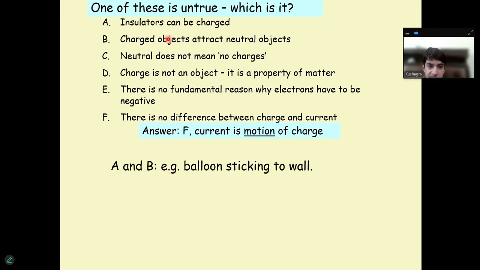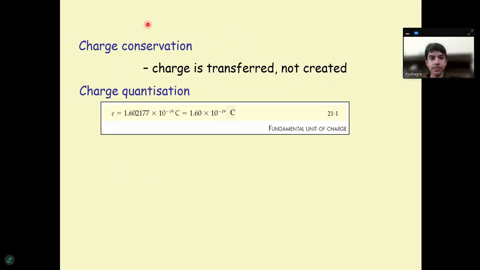In A and B, the example of a balloon sticking to a wall shows that static charges can be produced in insulators, and that charged objects attract neutral objects. Next is charge conservation: charge is transferred, never created nor destroyed. Here is charge quantization: e is 1.602177 times 10 to the power minus 19 C, approximately 1.60 times 10 to the power minus 19 C.